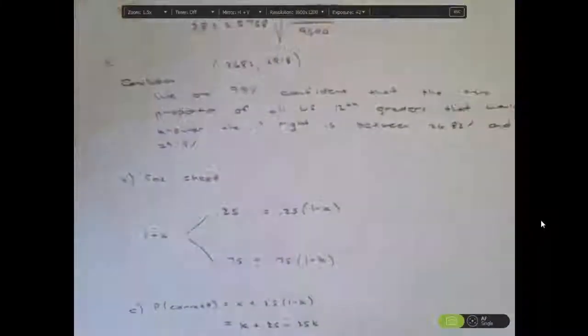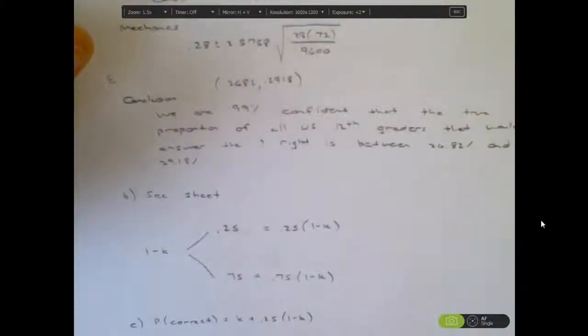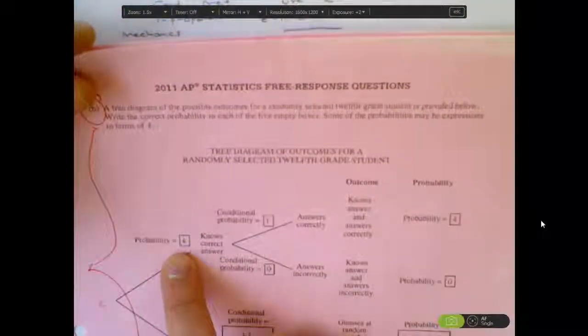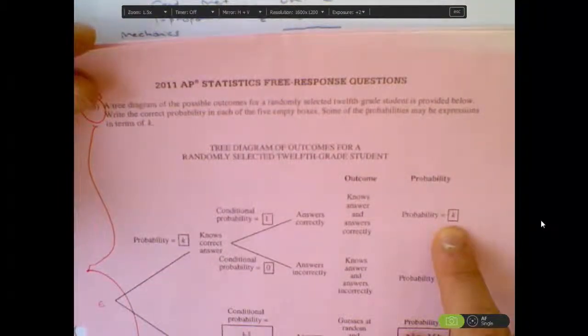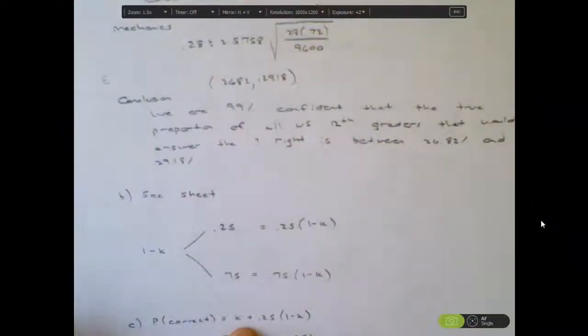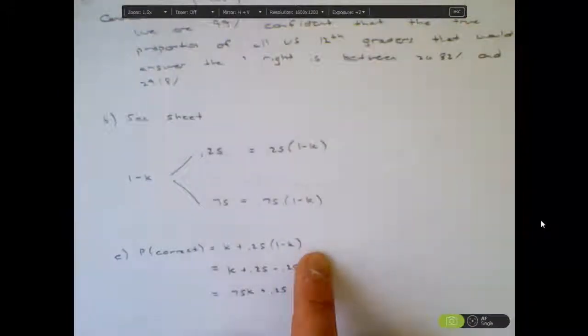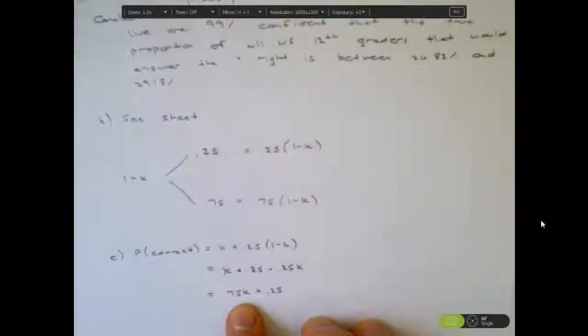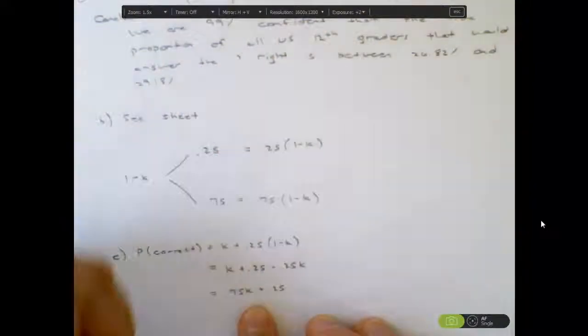Okay? In part C, it says, based on your completed tree diagram, express the probability in terms of K that a randomly selected 12th grader would answer the question correct. So, probability of correct. Well, there's 2 options here. They know the right answer, so the probability they got it correct is K. So we're just looking at the answers correctly. And the answers correctly here, I did the distribution here, is going to be this part. So I have K plus 0.25 times 1 minus K. Do some simple math there. I'm going to end up with 0.75K plus 0.25.